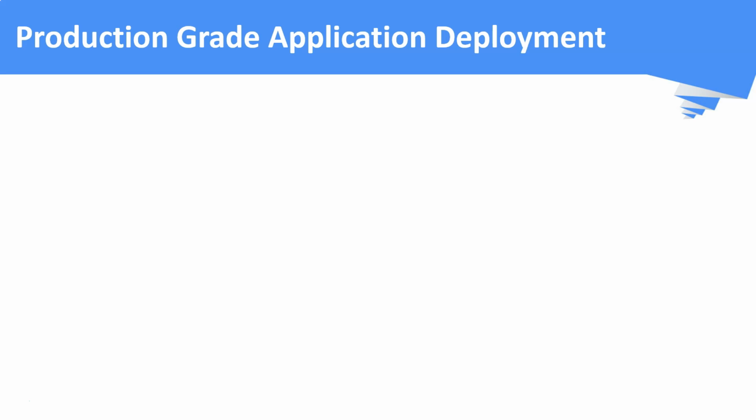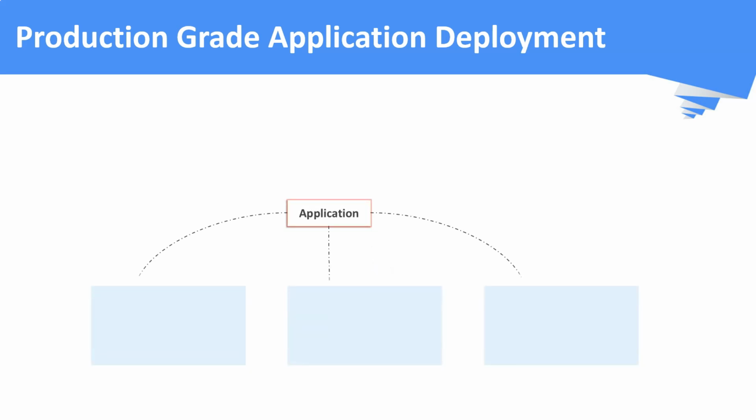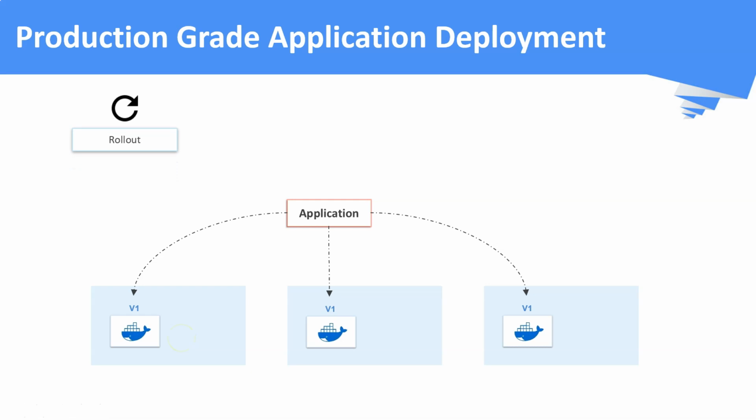Let us start from the scratch. Let us first understand how application deployments are made in a production grade environment, and then we will correlate the same with the Kubernetes deployments. Normally, in a production environment, for high availability and load balancing, you deploy your application across multiple machines. Formally, this deployment is called a rollout.